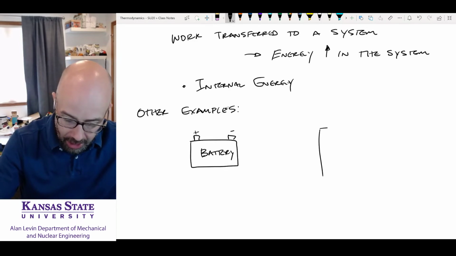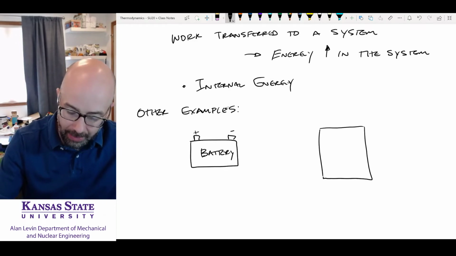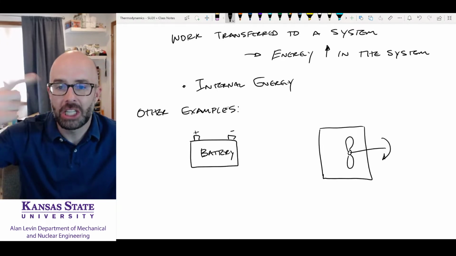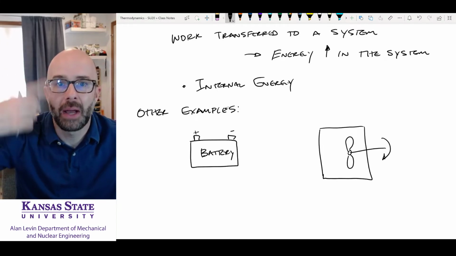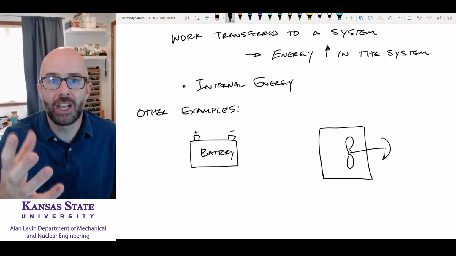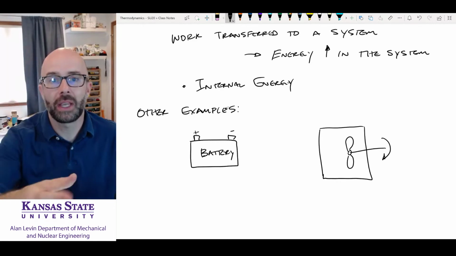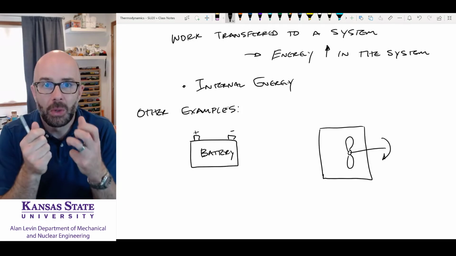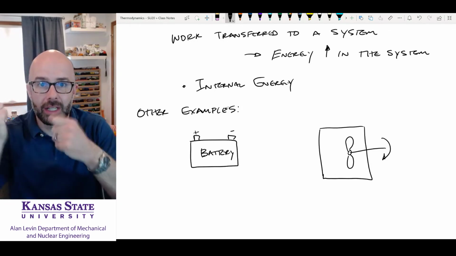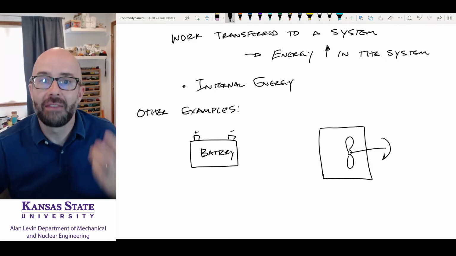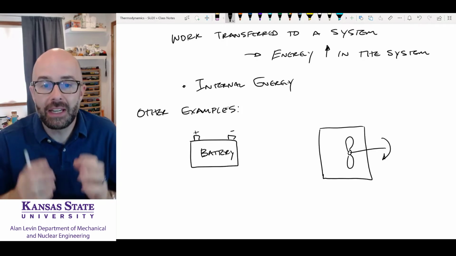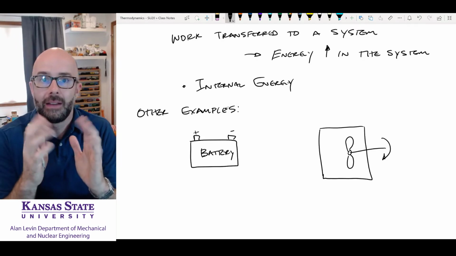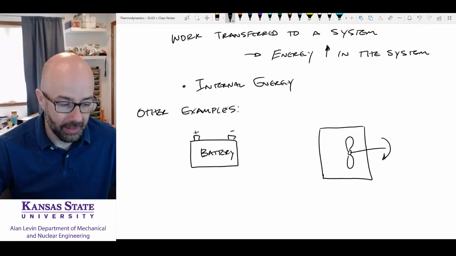One thing I've talked to you about before: if I have a closed system and I introduce a paddle wheel and rotate this paddle wheel, spinning it around and around, I'm working on the system. The surroundings are working on that system. Those molecules in there are going to get beaten around and more excited. They're going to have more internal energy, even if the system is stationary, with no kinetic or potential energy effects.